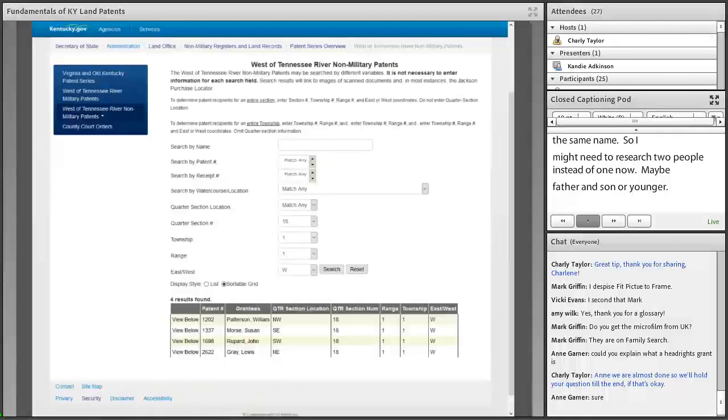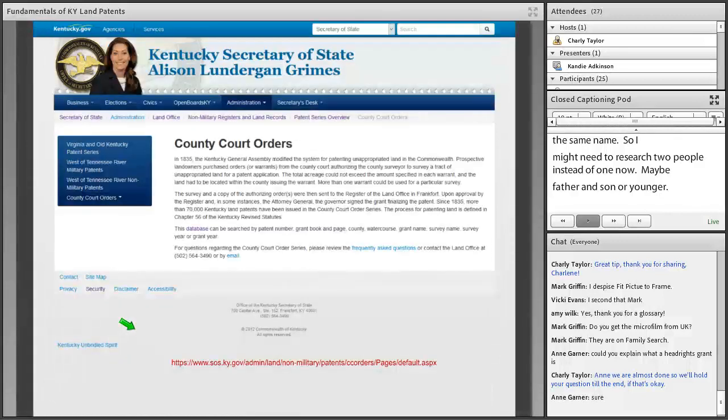Let's advance. I can go back and key in all of those coordinates, 18, 1, 1 West, and I'll put it on a sortable grid, even though I could have done the listing with the documents, and I can see Mr. Patterson, Mr. Morris, Rupert, and Gray were the patentees within Section 18 of Range 1, Township 1, West, in Graves County. Okay, that's the difference between the public land surveying method, where it's mapped out by ranges, townships, and sections, as opposed to the metes and bounds method of surveying used by Daniel Boone and our pioneers.